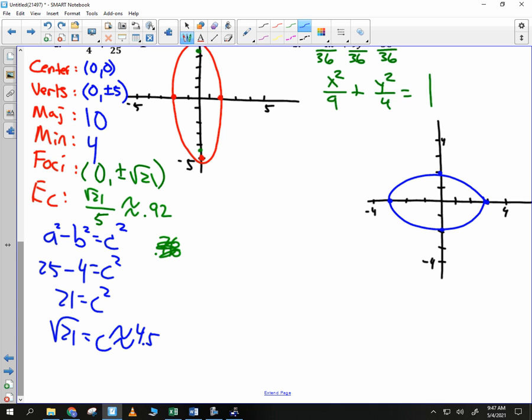Wow. Okay. Let's identify the important characteristics. We've got center. We've got the vertices. The length of the major axis. The minor axis. The foci. And the eccentricity.